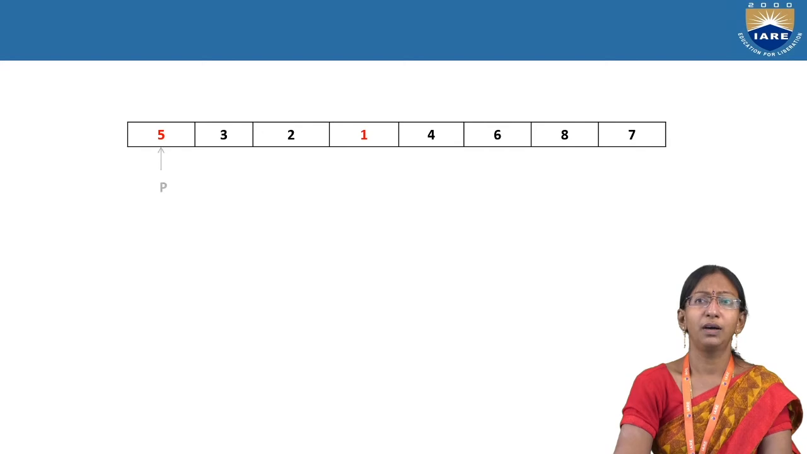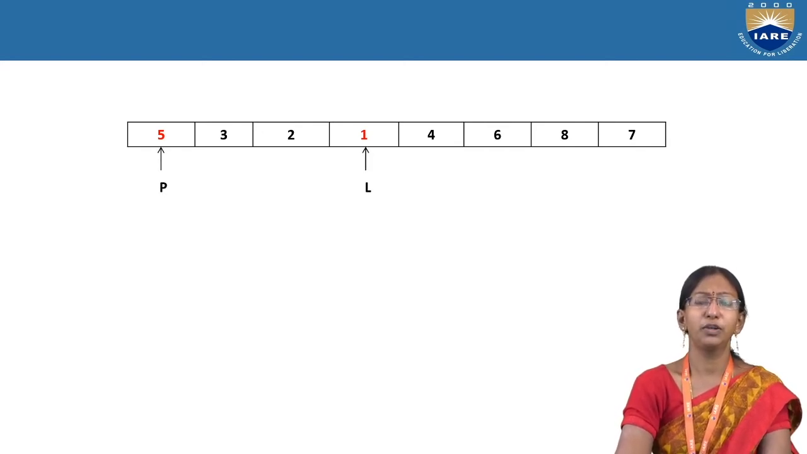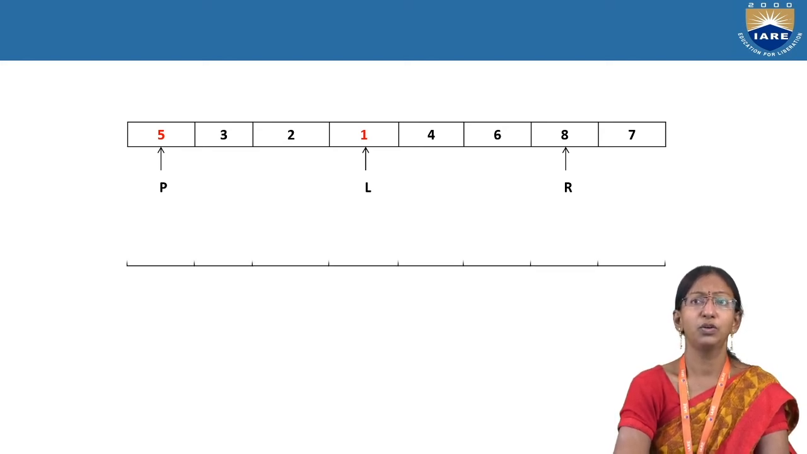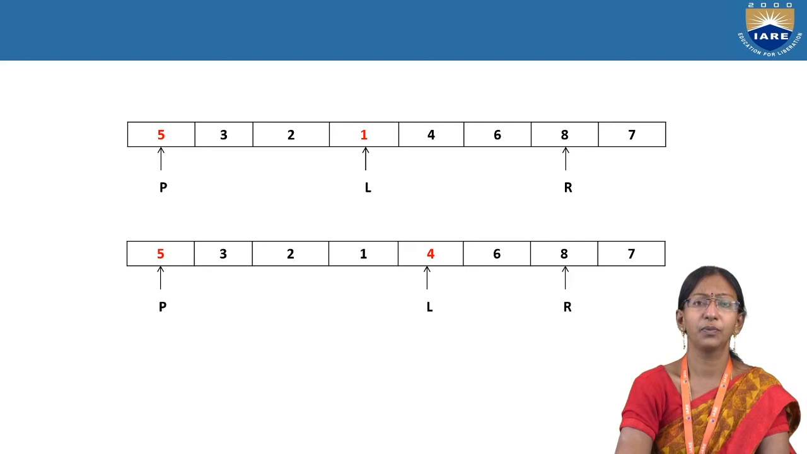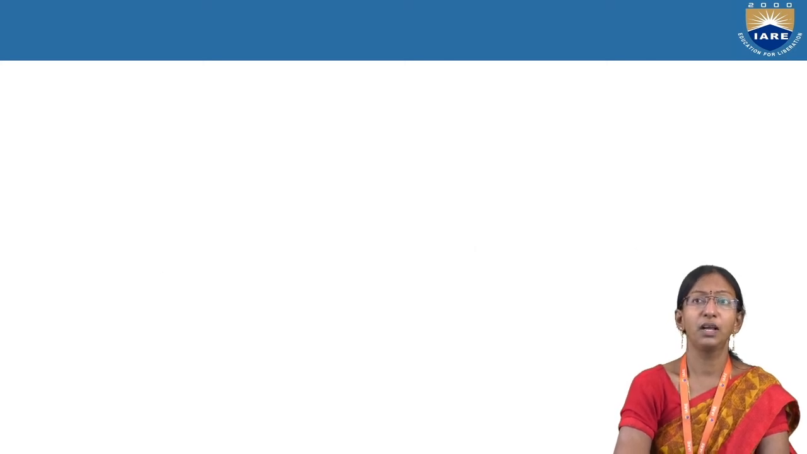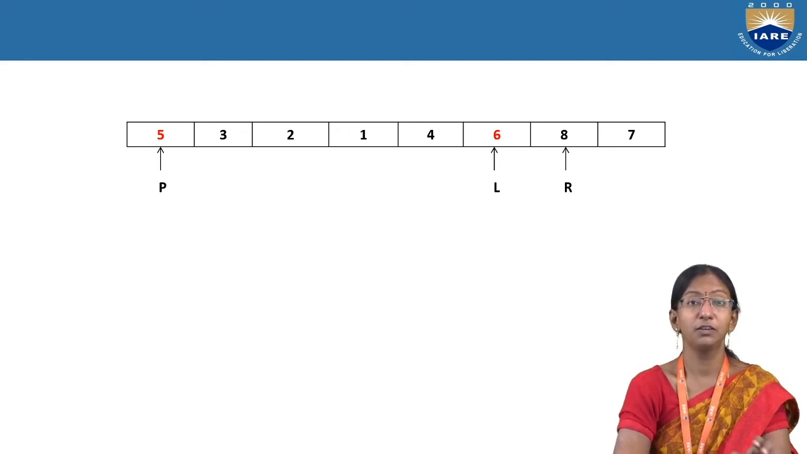Okay, so now after swapping the left and right, left is pointing to the element 1 and right is pointing to the element 8. Is 1 greater than 5? No. So shift left. Now left is pointing to 4. Is 4 greater than 5? No. Again, shift left. Now left is pointing to 6. Yes, 6 is greater than 5. Freeze it. Now start working with right.